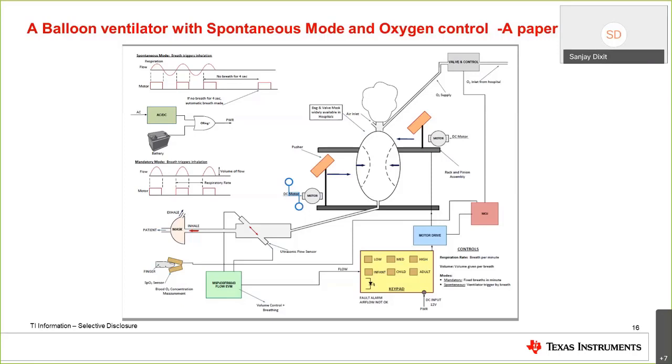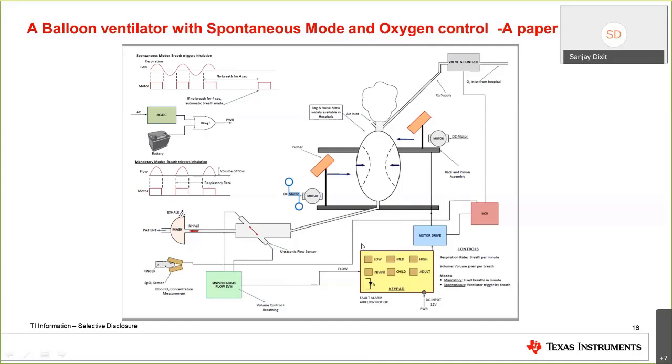Because if you don't have a spontaneous mode, the body gets used to mandatory ventilation. And the third thing, which is also now gaining importance, is that you may want to add pure oxygen from an oxygen supply into the ventilator, into the ambu bag. This can be done in conjunction with a finger clip SpO2 sensor, the kind which Sanjay just talked about.